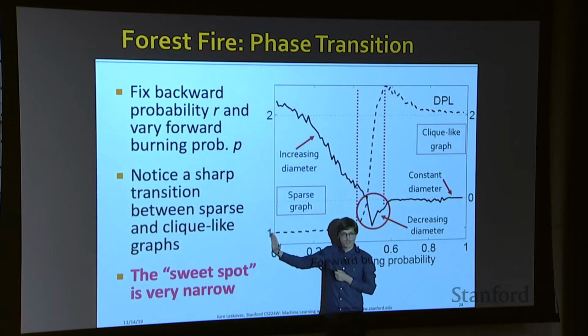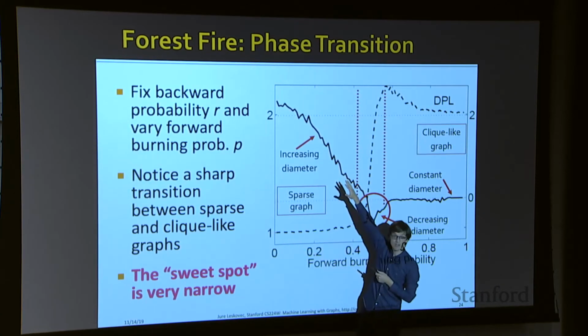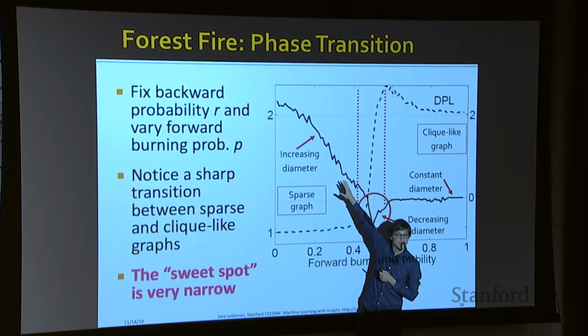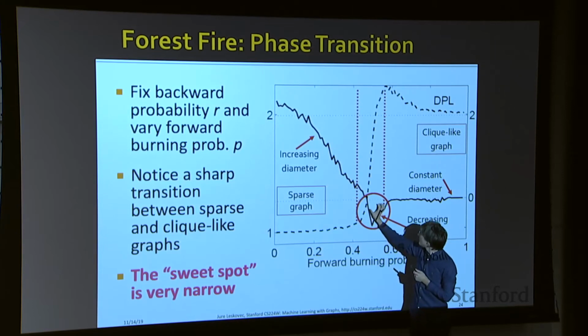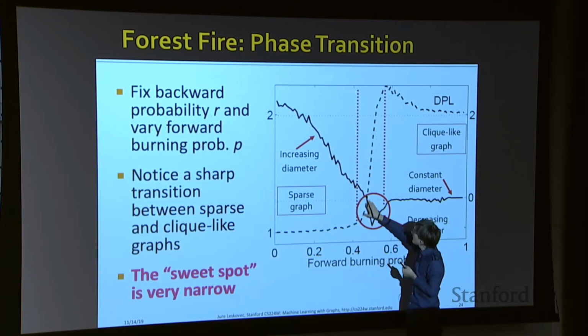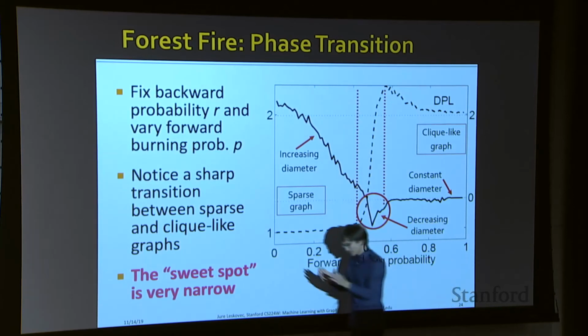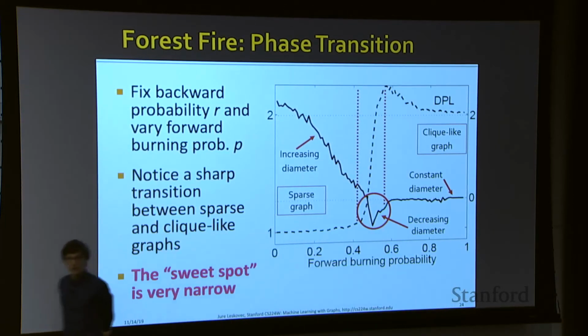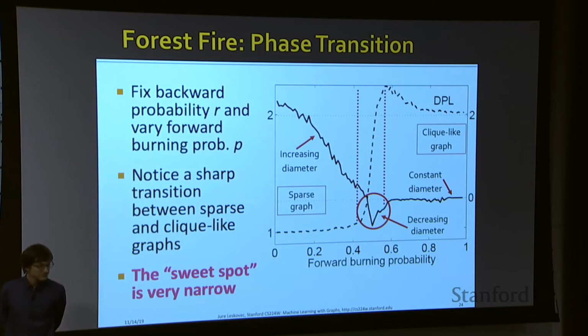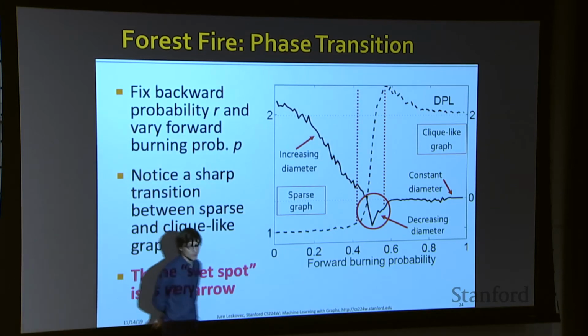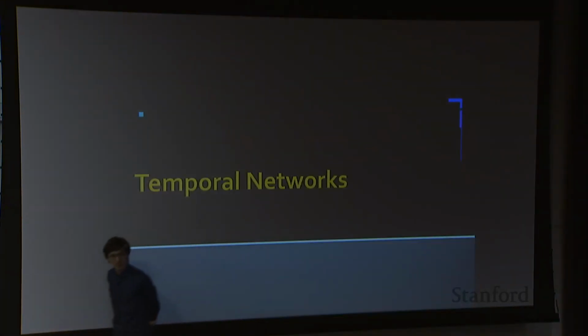Here, we are essentially creating a tree, so the diameter is increasing over time, right? And here is this narrow region where we have both densification and shrinking diameter, right? So there is some relatively narrow parameter region where this happens. Okay, so that's what I wanted to show about the macroscopic part.